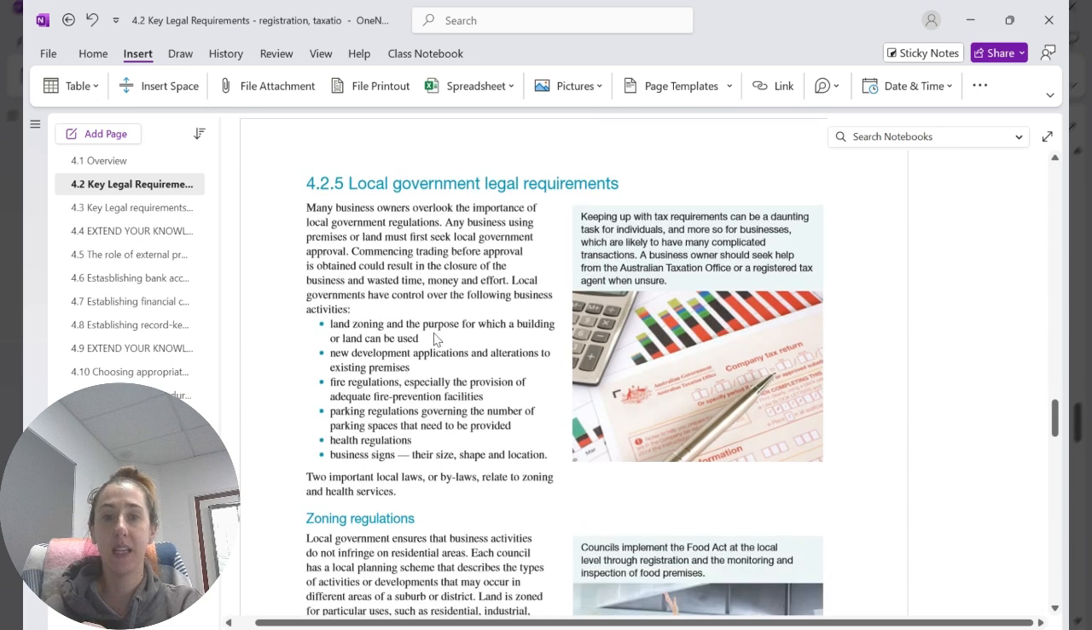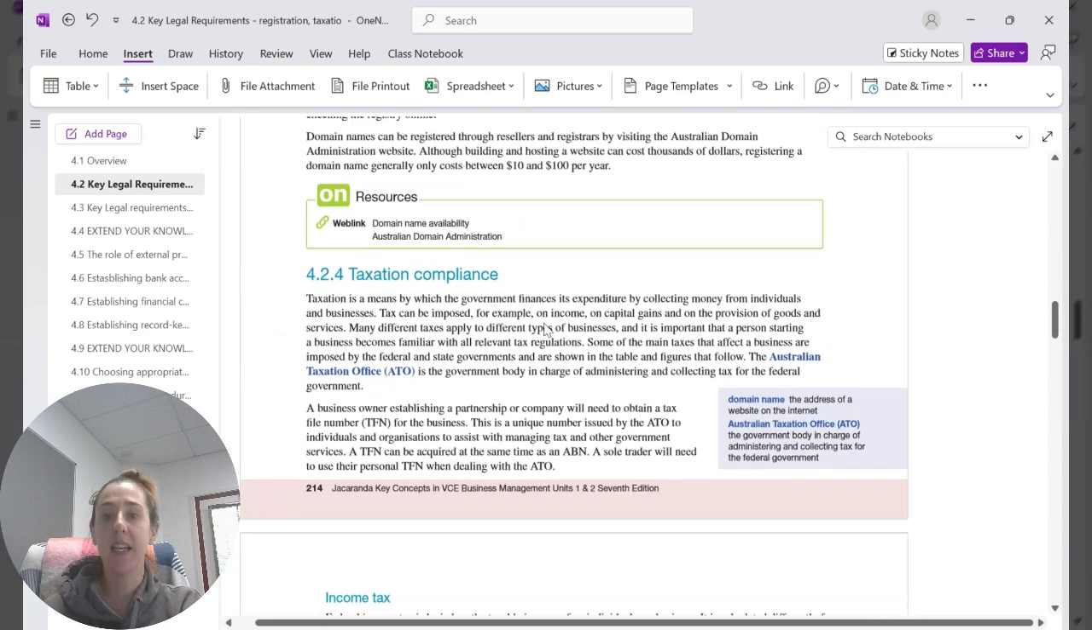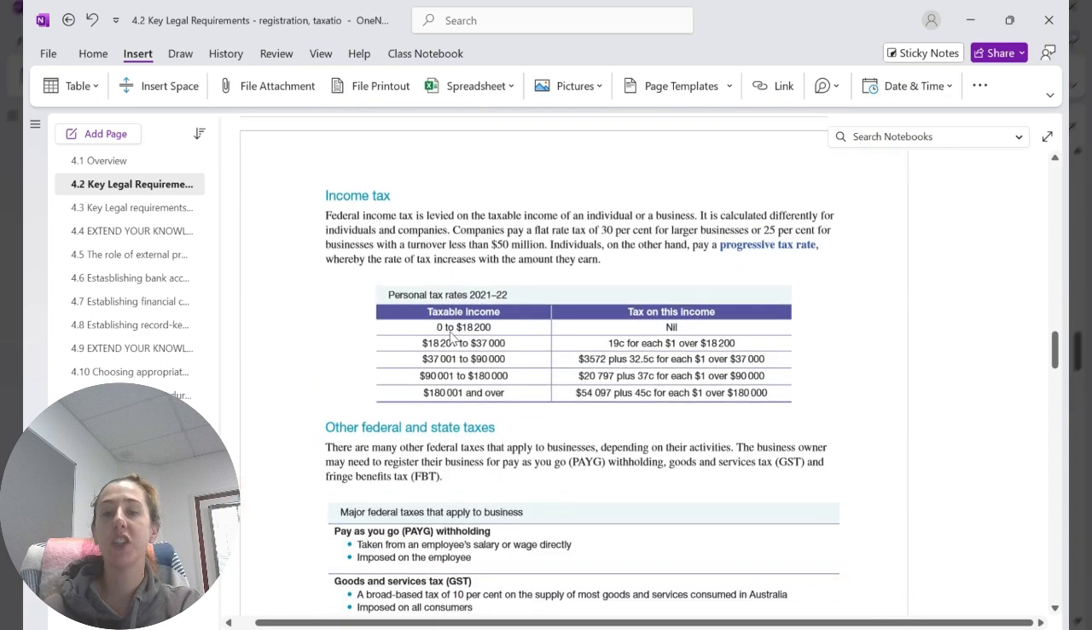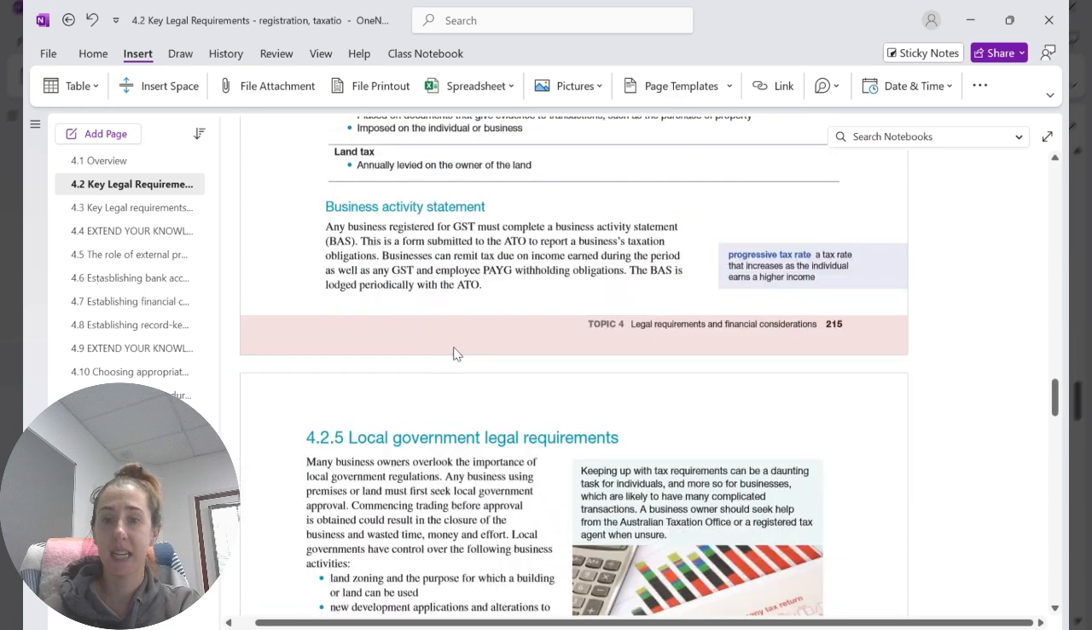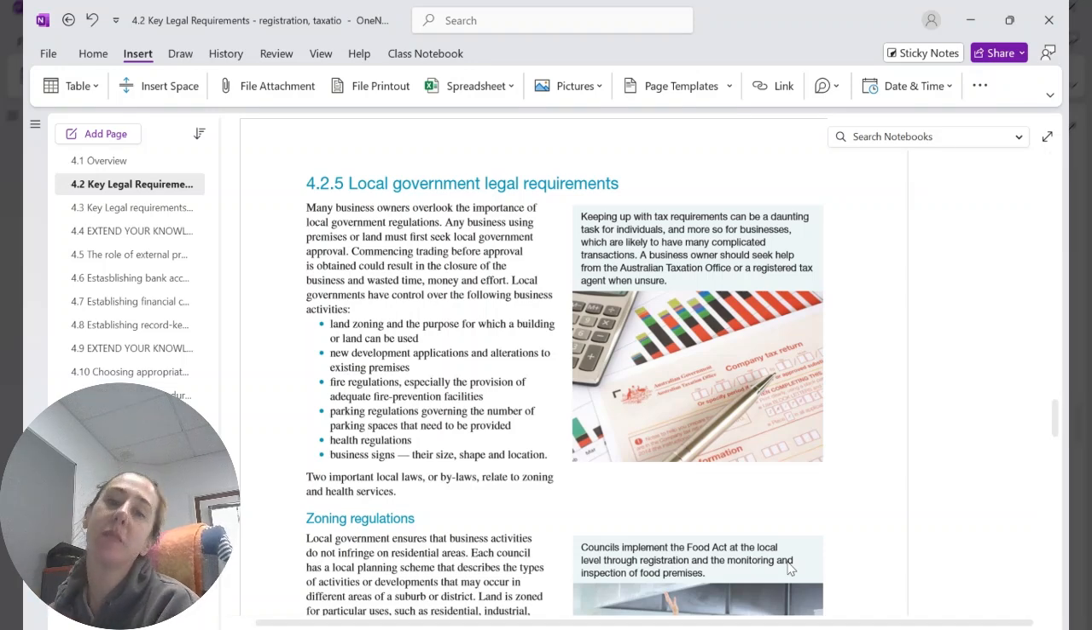All right. Next up, we've got your local government legal requirements. So these up here have all been like a tax compliance, so generally more of that federal or state that we've been talking about. This is more of your local government. So this would apply to shires and things like that. Sorry, I just have to keep pausing the video. So we're now talking about local government legal requirements.